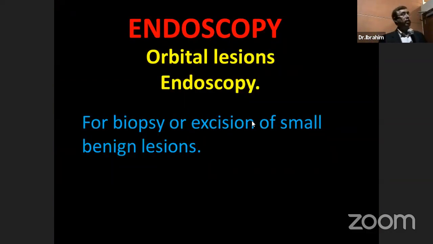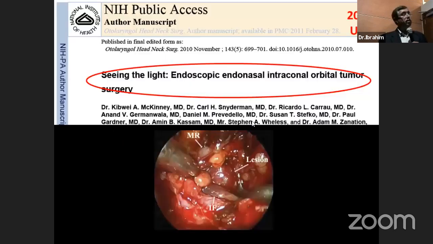Endoscopy, you creep in, and it's important. It's used for biopsy or excision of small benign lesions. That's how it started, but then it just rocketed sky high. Seeing the light, endoscopic endonasal intraconal orbital tumor. You go into the sphenoid sinus and then change direction and you go to the orbit. This is from the Carlson Snyderman group, Snyderman, Gardner, and Mikasan.